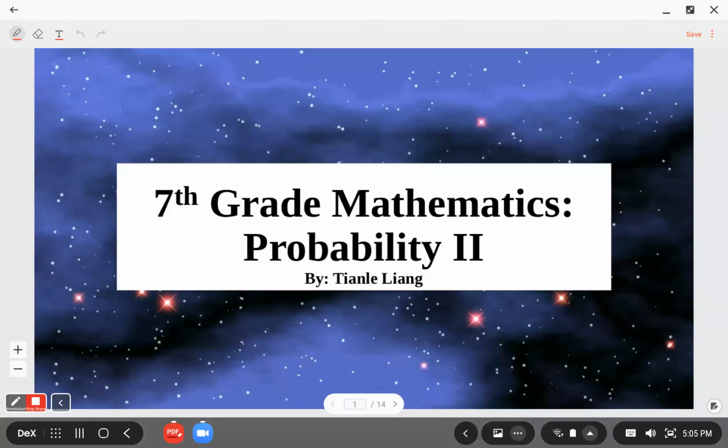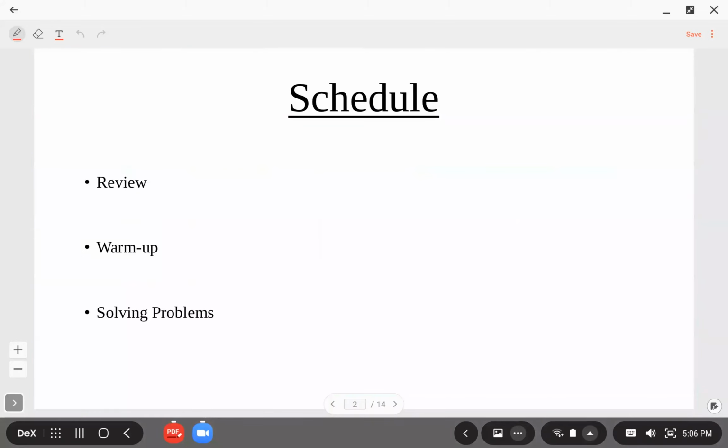Today we will be talking about probability again. Okay, and here's our schedule. First, we're going to start with our usual warm up and review. Then we're going to be doing some warm up questions, and then we're going to be solving problems.